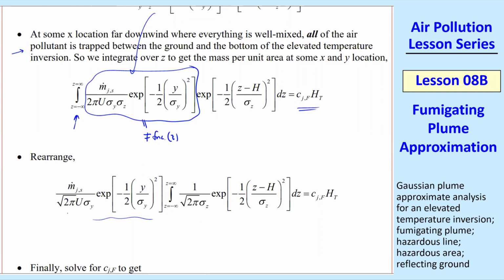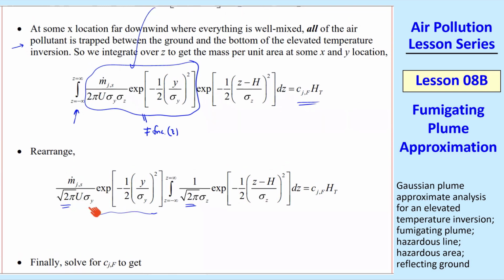And I split the 2 pi into a square root of 2 pi there and a square root of 2 pi there. The reason I did that was because if you rearrange it this way, with the sigma z in the denominator inside the integral, square root of 2 pi there, but everything else outside, all of this is just not a function of z, so we have all that out.